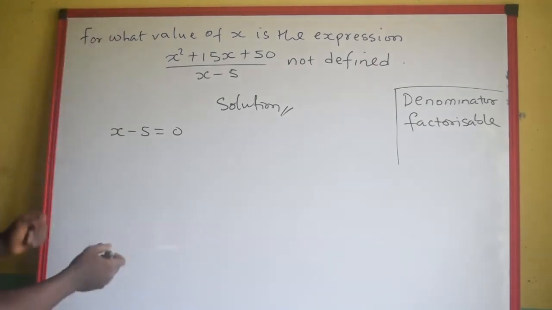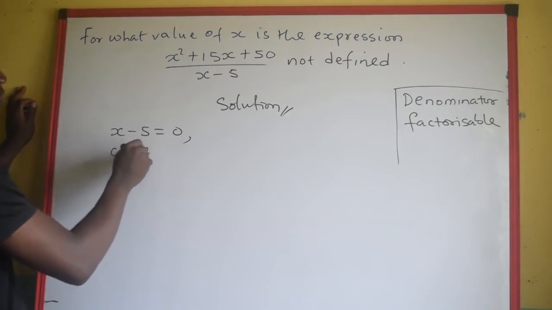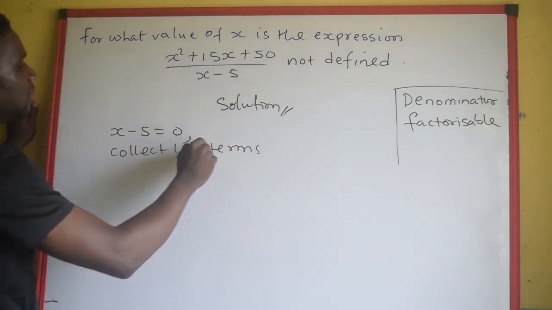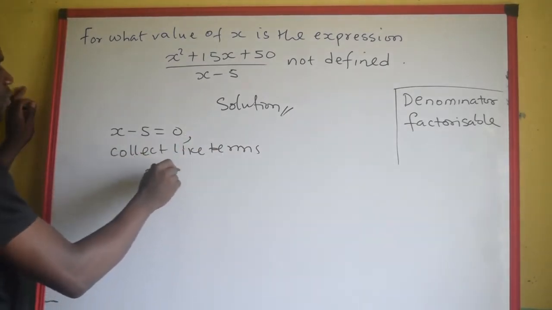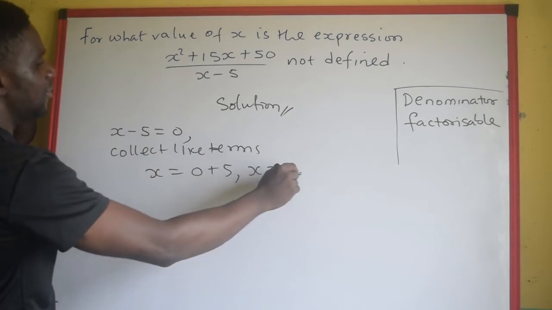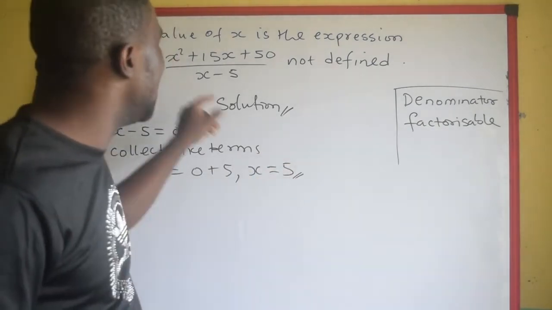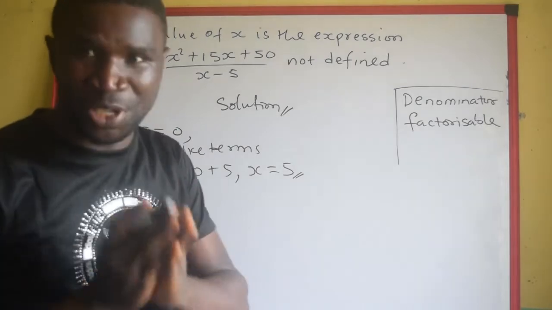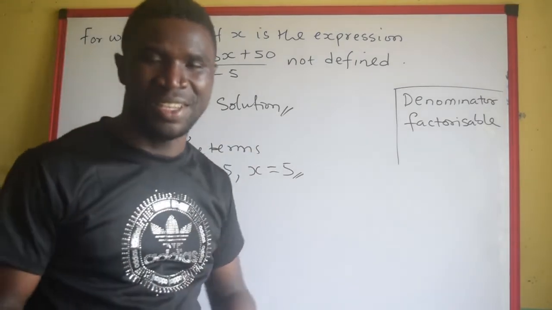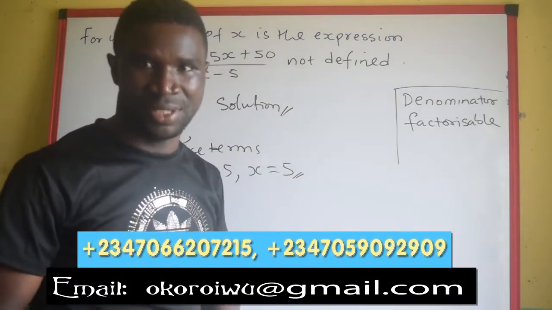Now, if you collect like terms here, we'll find out that x will be 0 plus 5, and our x is nothing but 5. So it is only when x as a variable is 5 that this question will be undefined. That this question, calculator will not have answer for it.